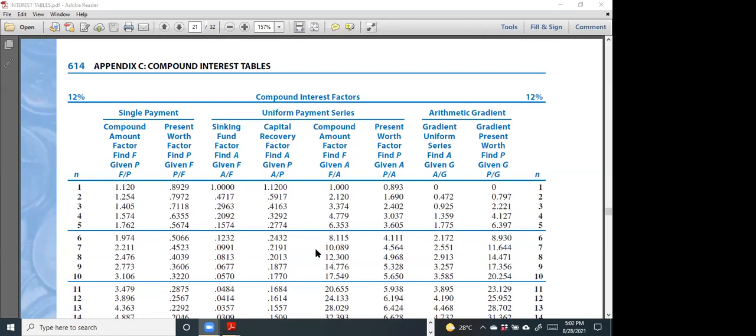So if I go back here now, 0.2774 multiplied by 20,000 will give us 5,548. So it means that this investment must pay 5,548. That's the minimum return every year for the investment of 20,000 to be justified.